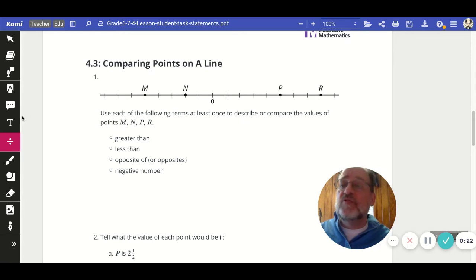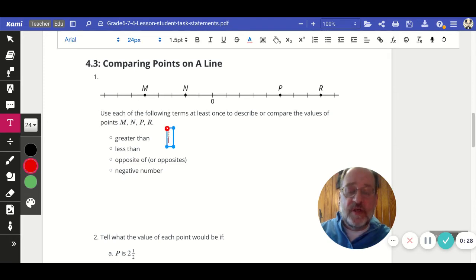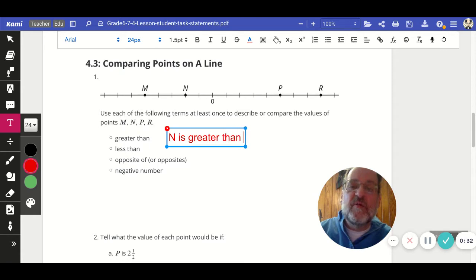Let's see, I have to use greater than. Greater than means I'm further to the right. So how about n is greater than m? I use less than. How about n is less than p?